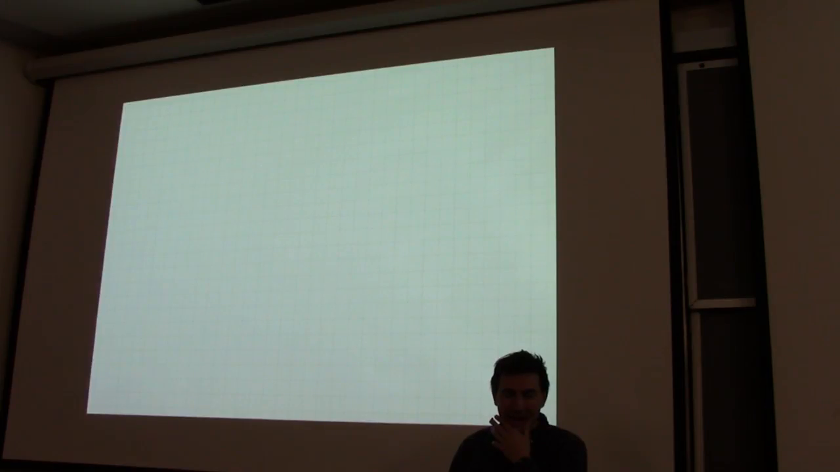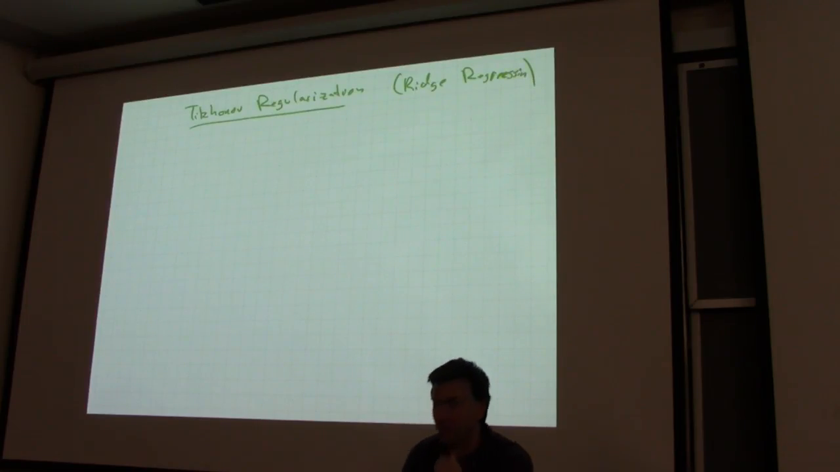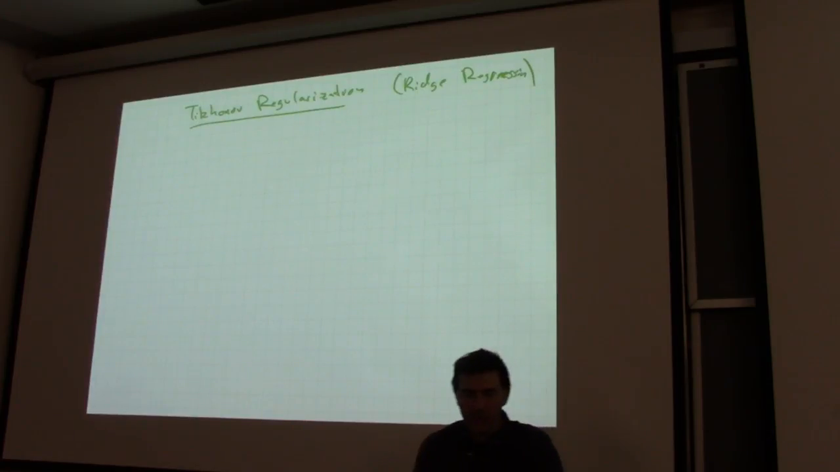What I'm going to talk about now is what's called Tikhonov regularization. Okay, and this is also sometimes known as ridge regression. These are the same thing, just different names for the same concept. And this is going to minimize something other than the least squares formulation.